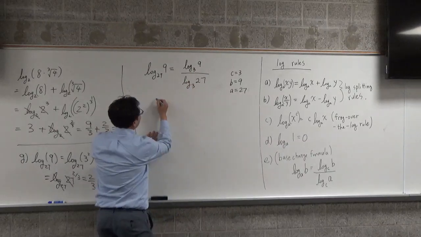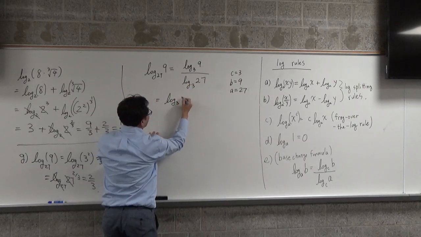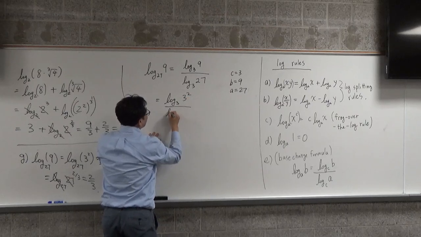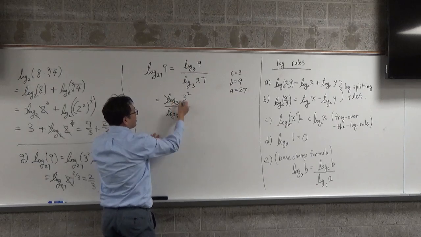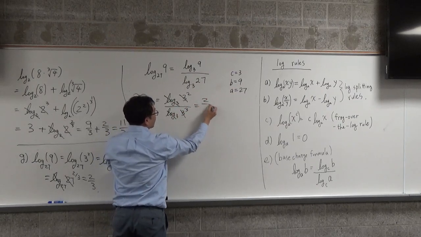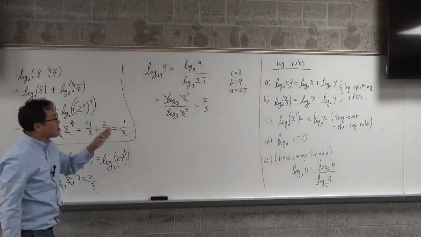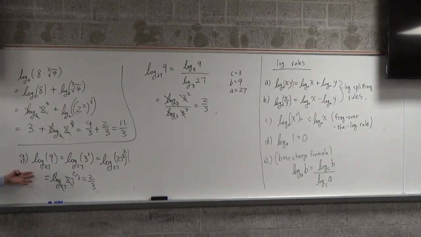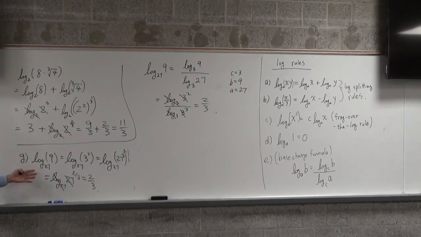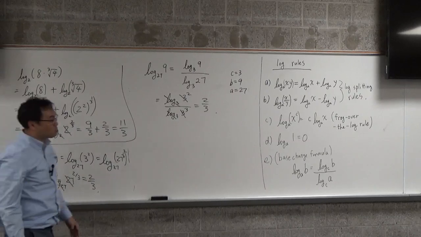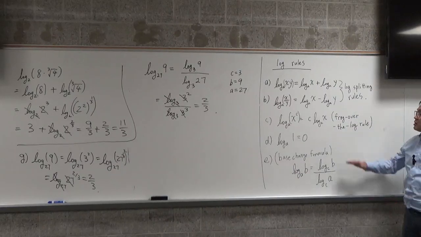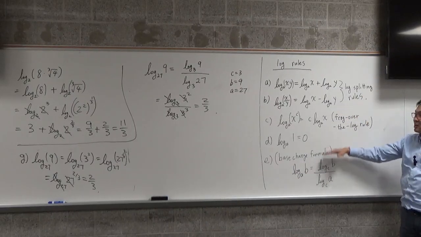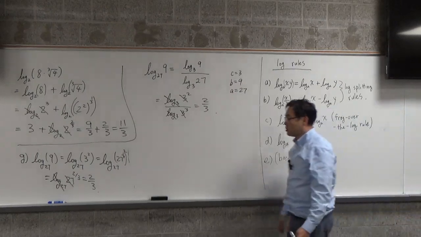But 9 is 3 squared, and 27 is 3 to the 3rd power. And now you can cancel these, and you get 2/3. Done. And that's a lot easier to think than trying it out this way. This was a major challenge if you think about it, right? It's not as easy to think, but that helps you greatly. So that's why these rules are useful. You should know these identities, and you have to know how to use them.